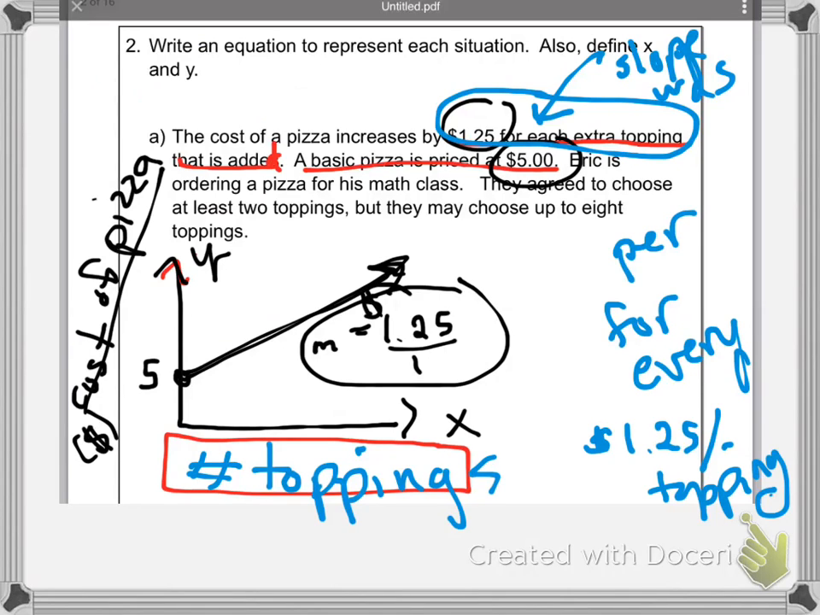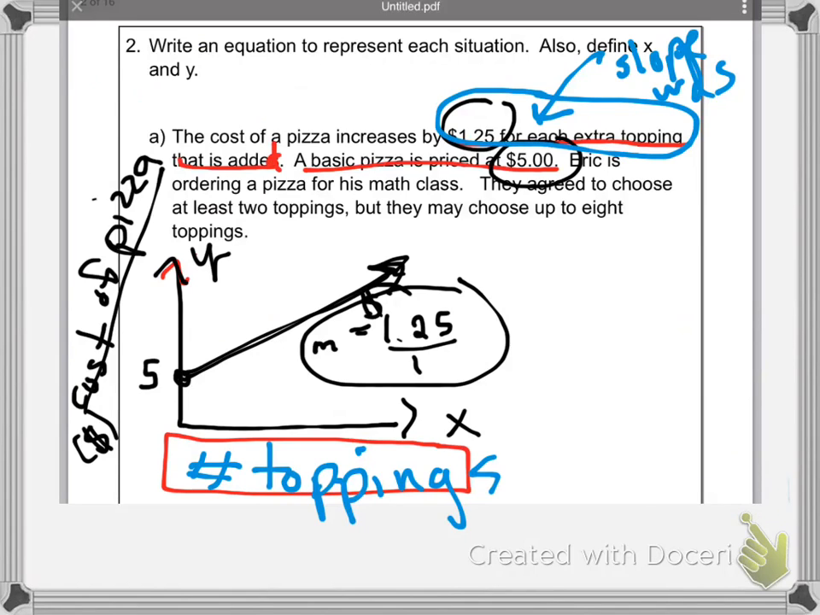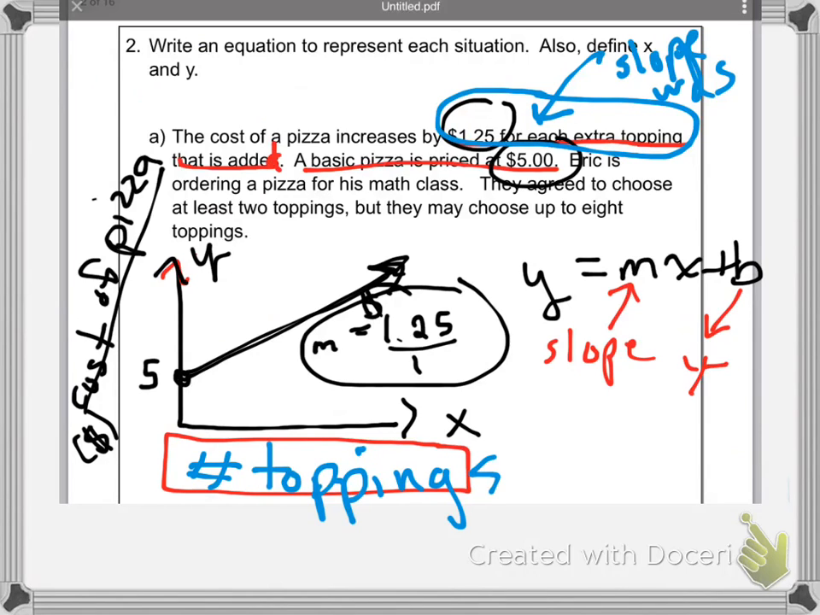So the cost of a pizza increases by $1.25 for each topping that is added. A basic pizza is priced at $5. Write an equation to represent this situation. Well, we know y equals mx plus b, where m is your slope and b is your y-intercept. And we know our slope is positive, and it's $1.25. You can put the 1 if you want. And we know our y-intercept is positive 5.